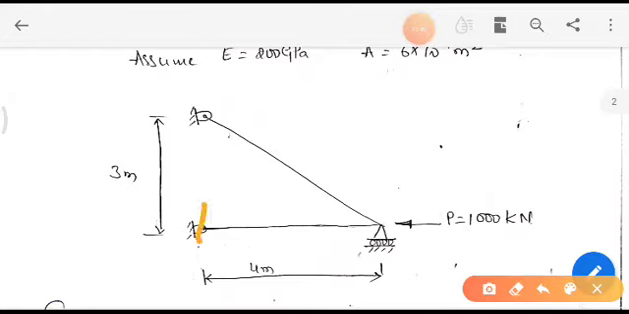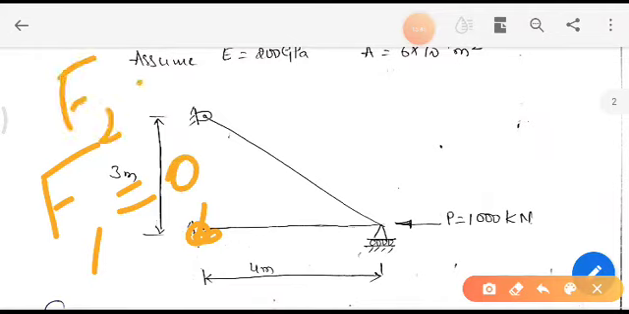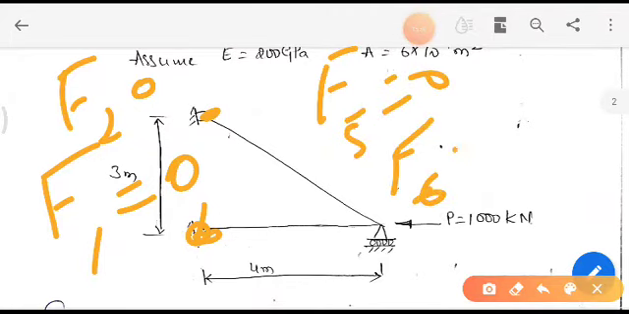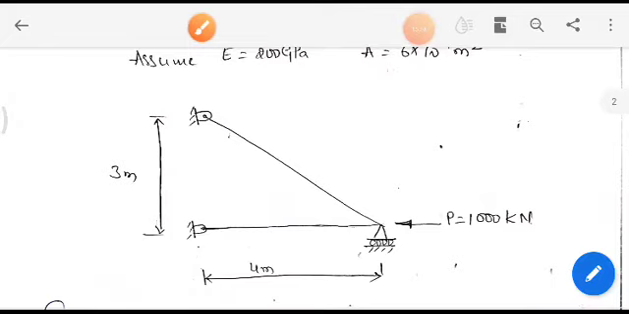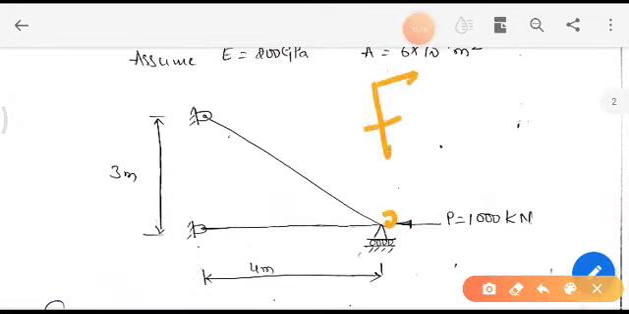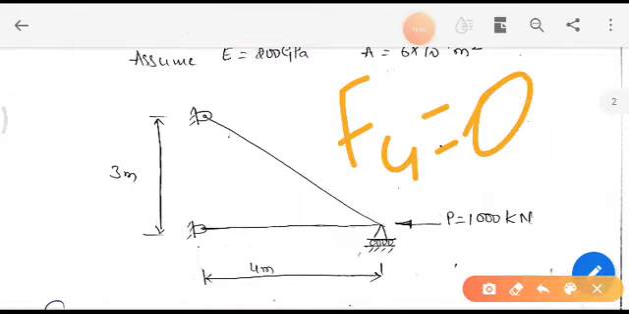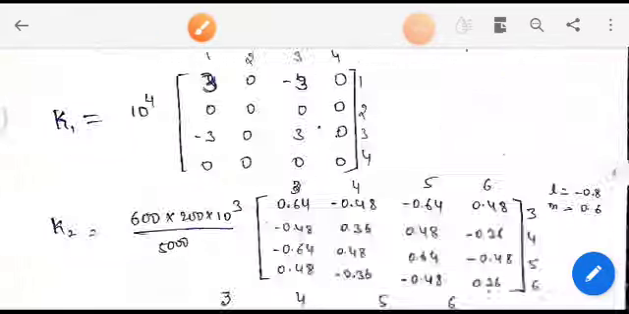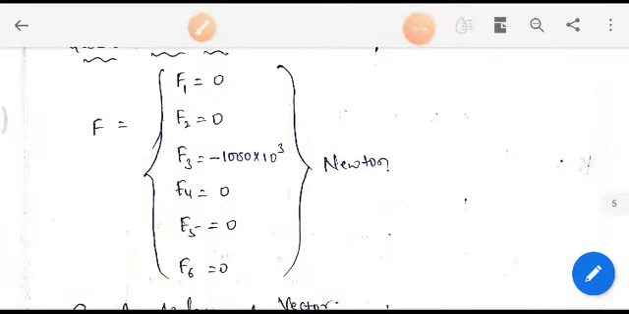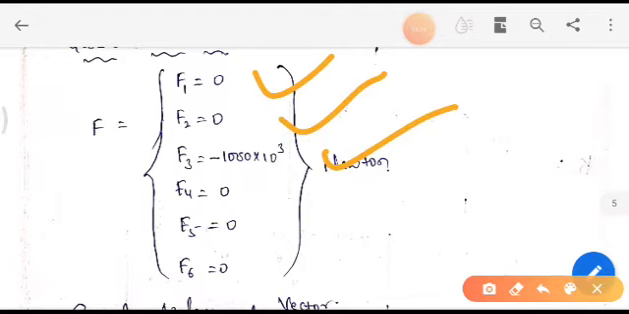So in this node, it is fixed, so F1 is 0, F2 is 0. At this node we have F5 is 0 and F6 is 0. In the second node we have F3, which is minus 1000 kilonewton, since it is acting in the negative x direction, and F4, the vertical force, we don't have, that is 0. That's what we have written over here. F1 is 0, F2 is 0, F3 is minus 1000 into 10 raised to 3, F4 is 0, F5 is 0, F6 is 0.